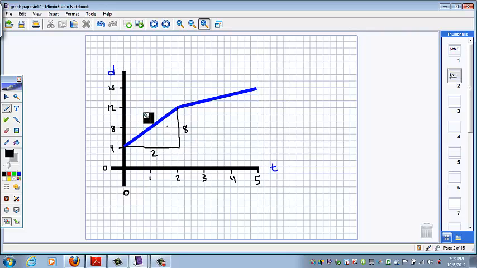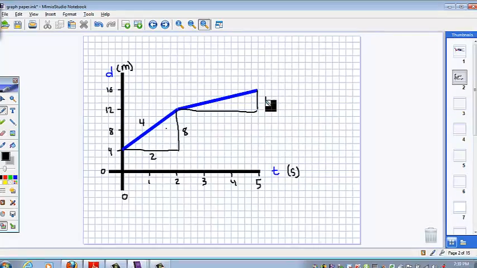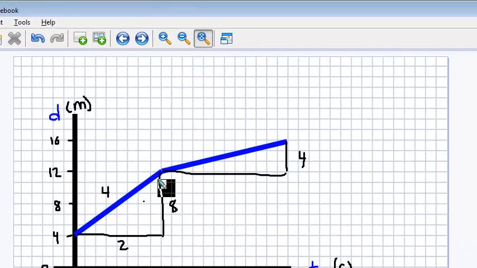Rise over run, 8 over 2. That's a speed of 4 whatevers. Let's say that these were meters and those were seconds. So 4 meters per second. For the next segment, you should have had a rise of, that's from 12 to 16, that's a rise of 4. A run of 1, 2, 3. Rise over run, 4 over 3. That's a 1.33 slope. 1.33 meters per second.